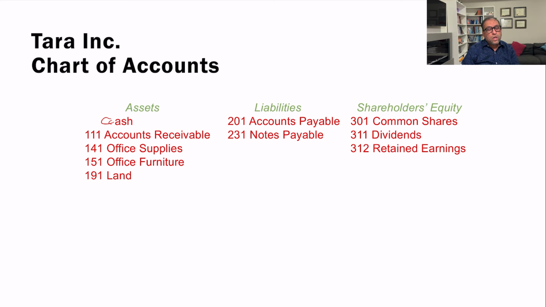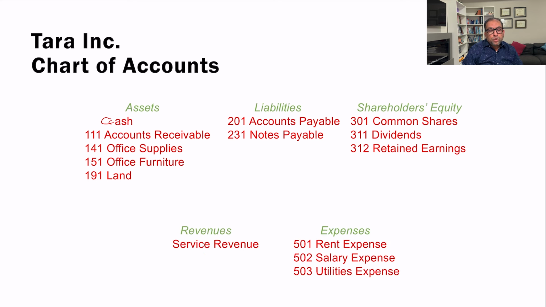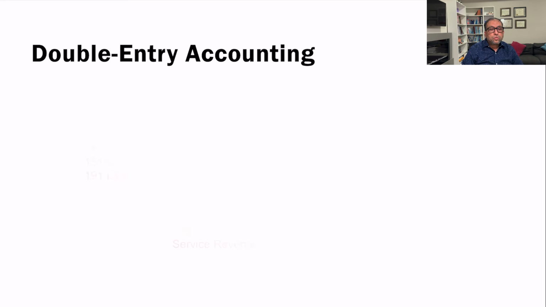So these 111, 141, 151, 191, these are the numbers of the accounts, but for every system it's a different number, so don't worry about it. Just try to understand the basic idea or the concept of the head of the account, what we're going to do. So these are the revenue accounts: service revenue, and the expenses: rent expense, salaries expense, and utilities. So these are all the accounts we are going to use to record the transactions.